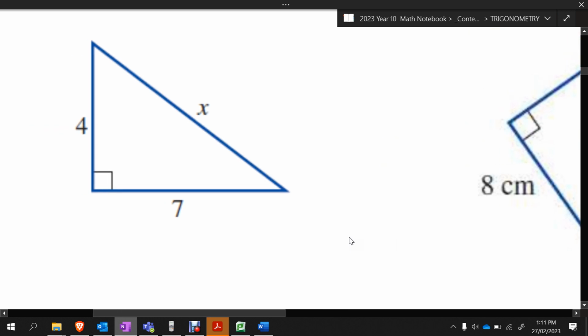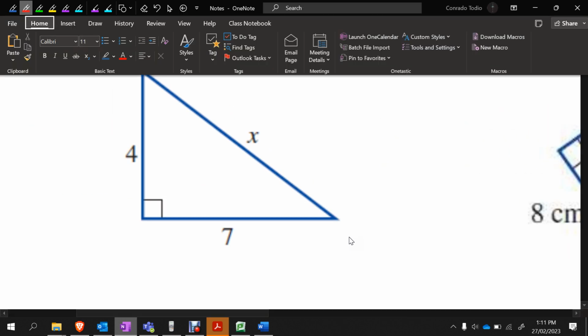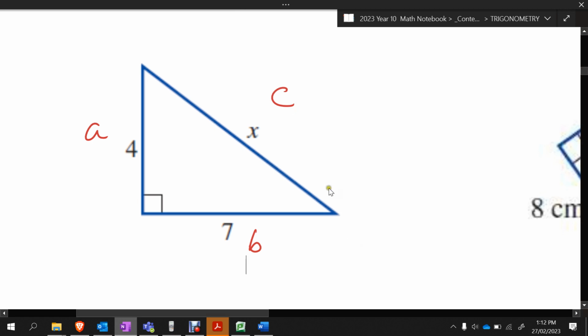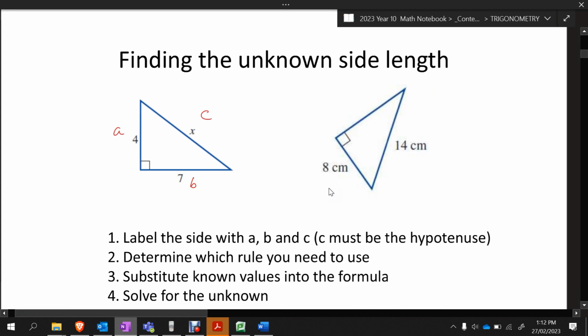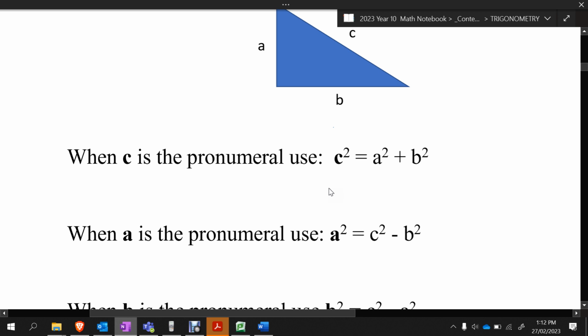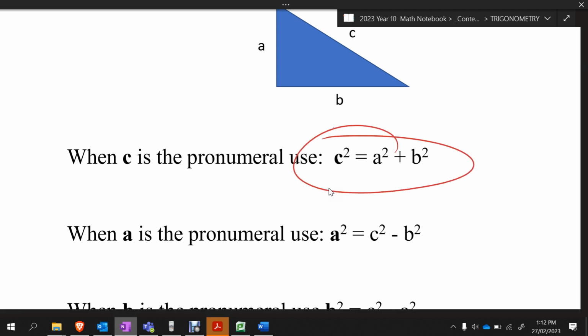So on this triangle here, guys, can anyone tell me which side is C? X, good. So that means this side here, I'm going to call it C, which is the hypotenuse. A and B, like I said, doesn't really matter as long as you've got C. So that means we can use 4 as length A and 7 as length B. Now, can anyone tell me what's missing here? The C, which is the longest side. Because C is missing, we use the C formula, which is that.